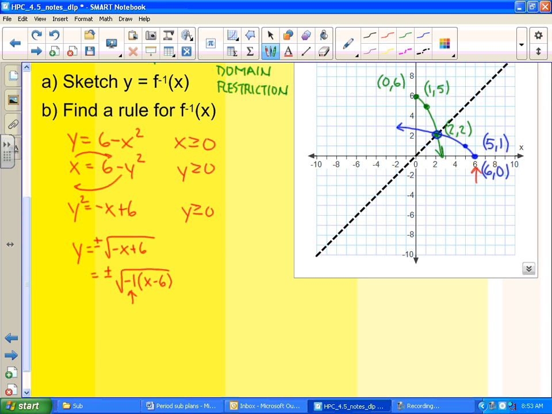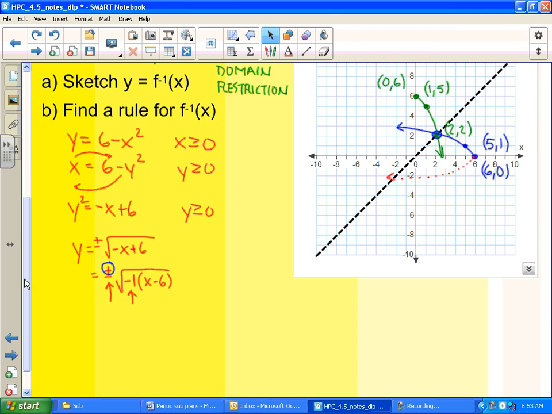We still have to contend with, however, this plus-minus thing. Because if I graph this as a plus-minus root of negative 1 times x minus 6, what I would get is a bottom part for this curve here and generate a sideways-looking parabola. So the blue part of our curve is actually dealing with the positive root. And if I were to graph the negative root, it would be this. And that's not going to pass our vertical line test. It's no longer an inverse.